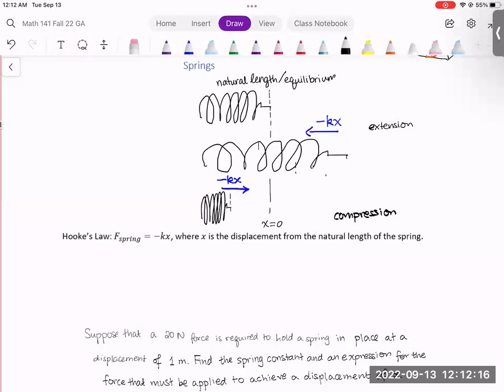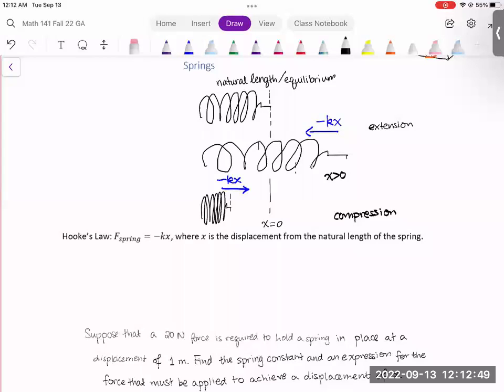And then if we have an extension, so we're pulling it out further, the end of our spring is at some value x, which is bigger than 0. And Hooke's law says the force of the spring is going to be restorative, so going back towards equilibrium. The force of the spring is given by negative kx. So this time, because x is greater than 0, negative kx is going to be to the left, back towards equilibrium.